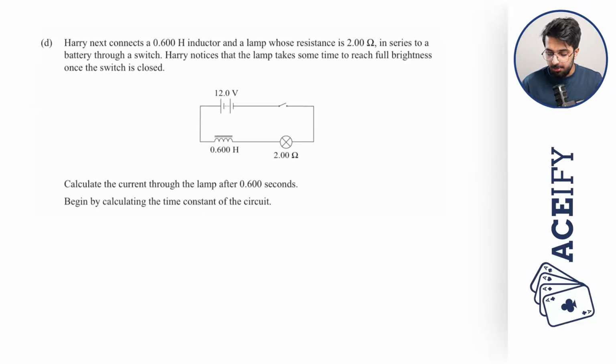Harry next connects a 0.6 Henry inductor and a lamp whose resistance is 12 ohms in series to a battery through a switch. Harry notices that the lamp takes some time to reach full brightness once the switch is closed.